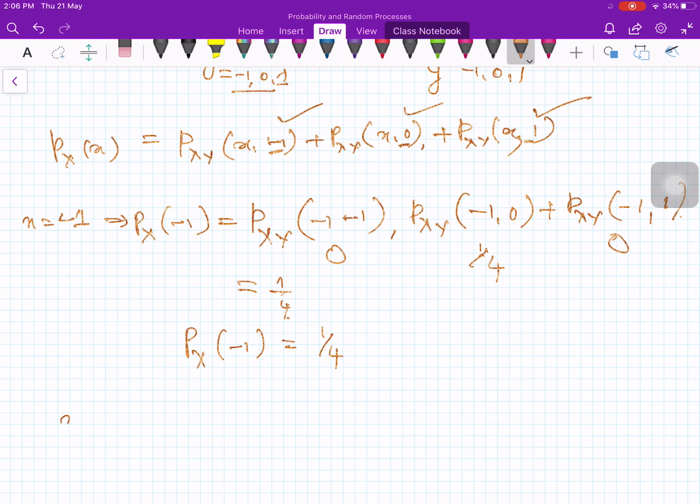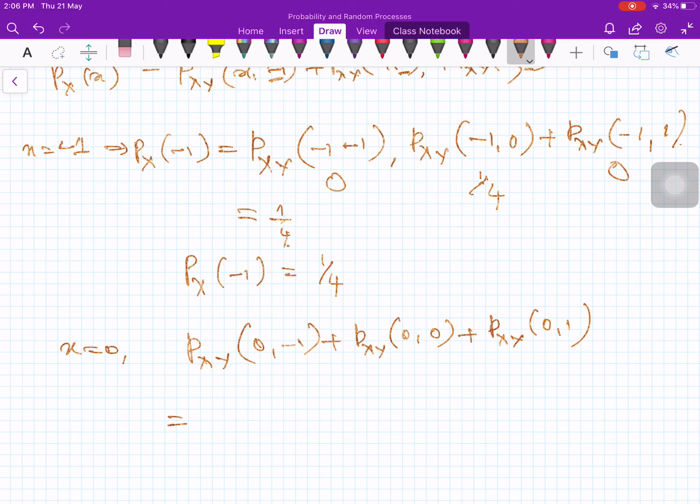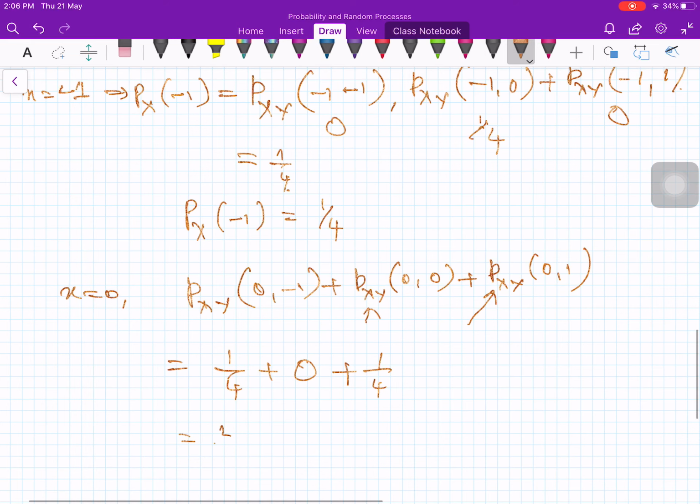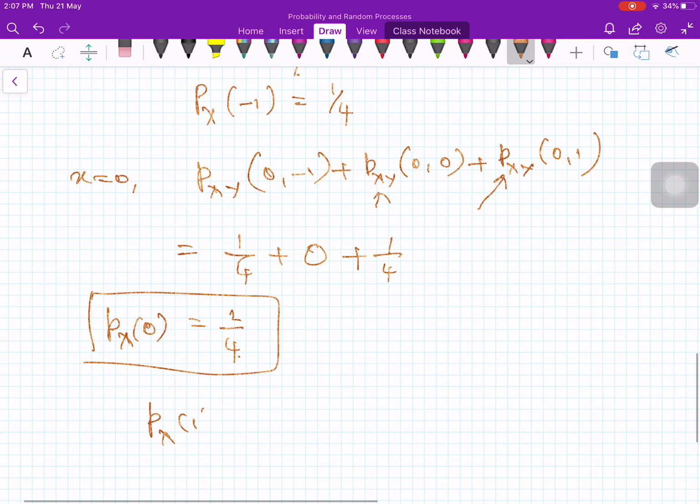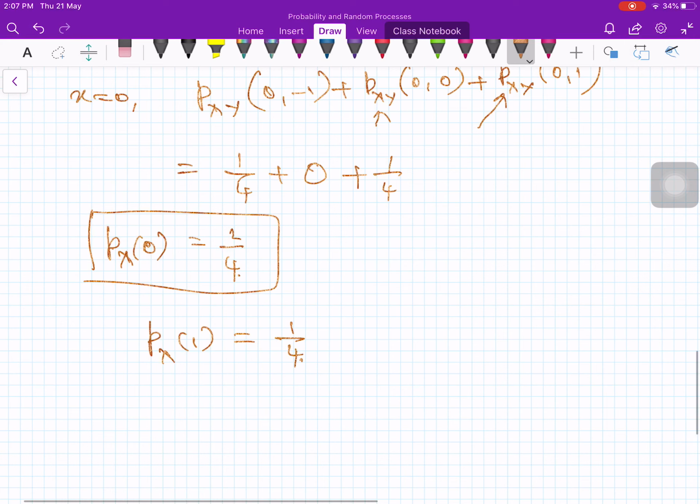Now substitute x equal to 0 in the above expression. Then pXY(0, -1) plus pXY(0, 0) plus pXY(0, 1). So this is going to be 1/4, and this one is 0 and this one is 1/4, so this is going to be 2/4 when x equal to 0. Therefore pX(0) equal to 2/4. Similarly you can find out pX(1). This also is going to be 1/4. I'm not doing the calculation, but if you do that you'll get 1/4.